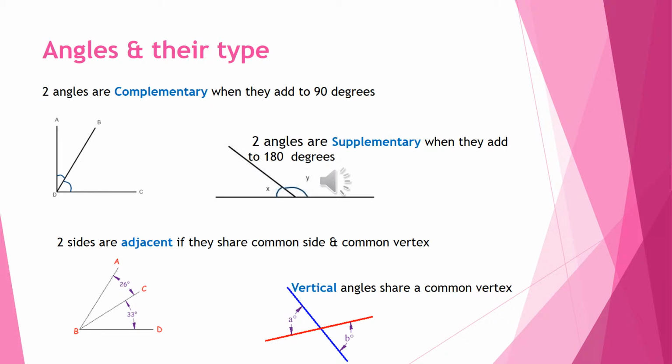Two sides are adjacent if they share a common side and a common vertex. And vertical angles are angles that share a common vertex. We have demonstrated examples with pictures for a deeper understanding.